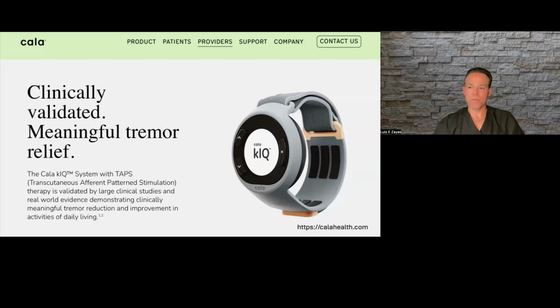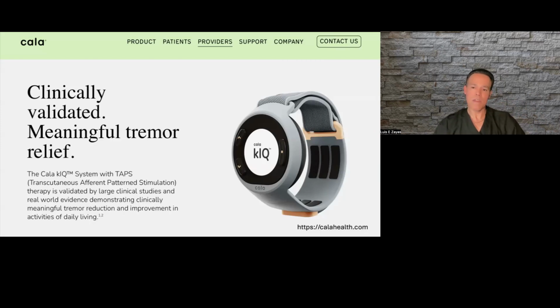Very safe. The only thing is that you cannot use it in patients susceptible to seizures, like patients with epilepsy, because technically it might trigger a seizure. And also you cannot use it in patients who have other electrical devices like a pacemaker or pain stimulator.